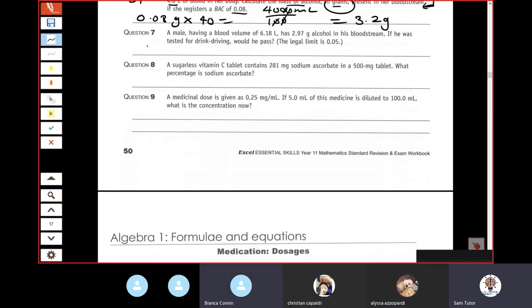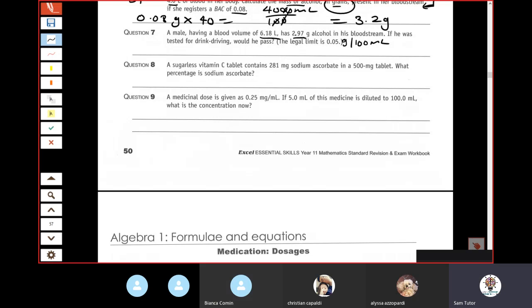Let's have a look at question 7. A male having a blood volume of 6.18 liters has 2.97 grams of alcohol. If he was tested for drink driving, would he pass? And don't forget, the legal limit is 0.05 grams per 100 mils.